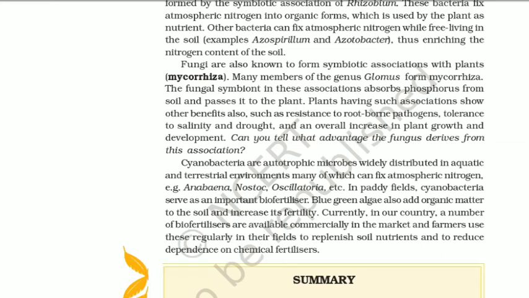Cyanobacteria are autotrophic microbes widely distributed in aquatic and terrestrial environments, many of which can fix atmospheric nitrogen. Example, Anabaena, Nostoc, Oscillatoria, etc. In paddy fields, cyanobacteria serve as an important biofertilizer. Blue-green algae also add organic matter to the soil and increase its fertility. Currently in our country, a number of biofertilizers are available commercially in the market, and farmers use these regularly in their fields to replenish soil nutrients and to reduce dependence on chemical fertilizers.